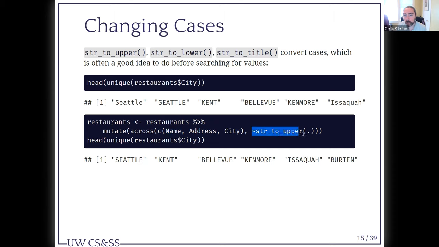The syntax over here with the tilde, the function, parentheses, period: this tilde right here says, okay, I want to run a function based on whatever is on the right side of this tilde. It could be a single function, but I could also use multiple functions over here on the right side. What the period is saying is, one by one, I want you to take the name column, the address column, and then the city column, and replace that period with each one of those columns.